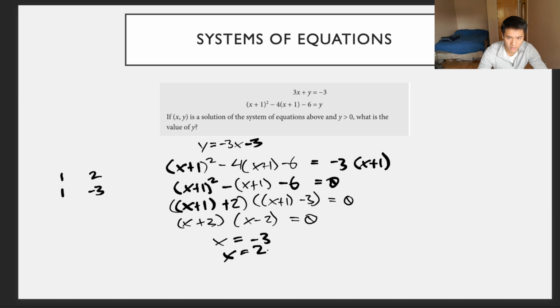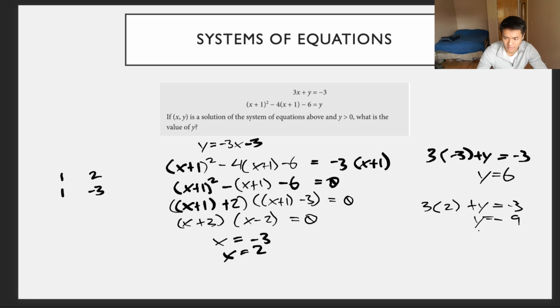So what is the value of y? We want to plug this in and see which one is going to give us a positive y, because that's a requirement. So 3 times negative 3 plus y equals negative 3. We get y equal to 6. That seems to work. Let's check the other one. 3 times 2 plus y equals negative 3. y is equal to negative 9. That's not going to work. So y equals 6 is going to be our final answer here.